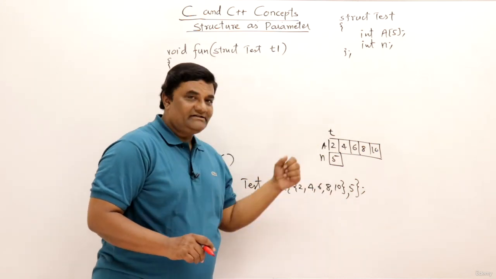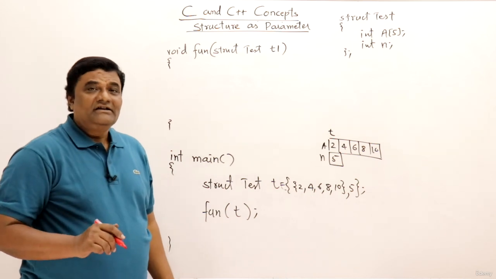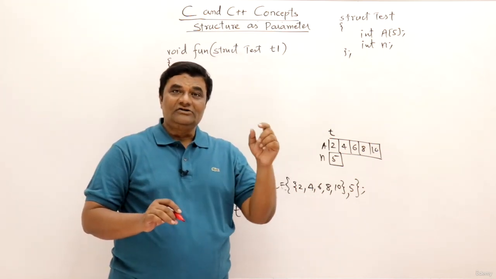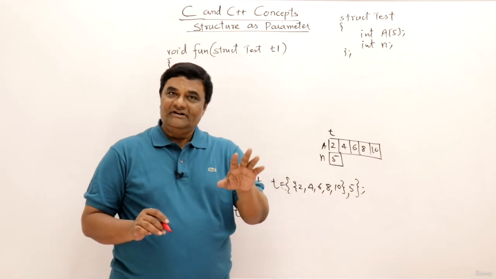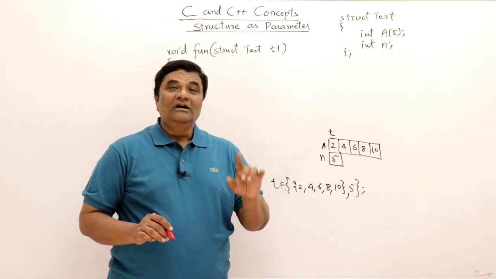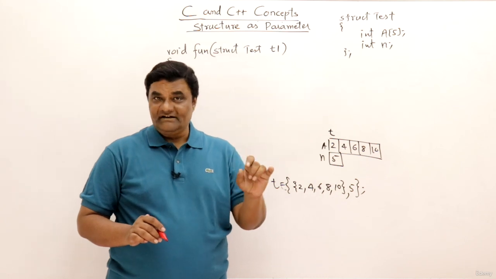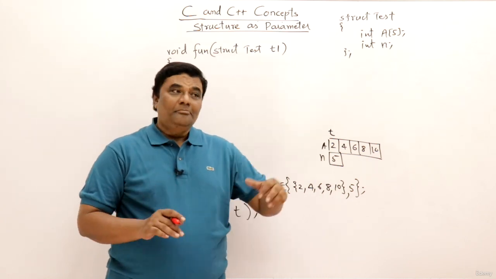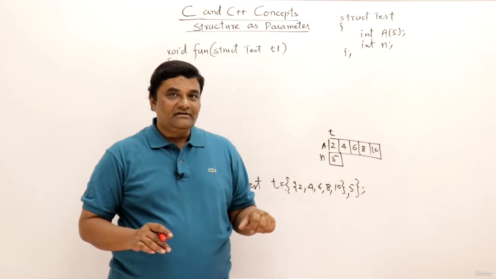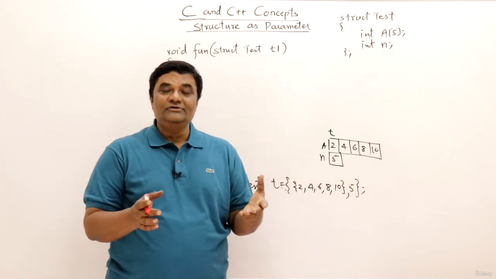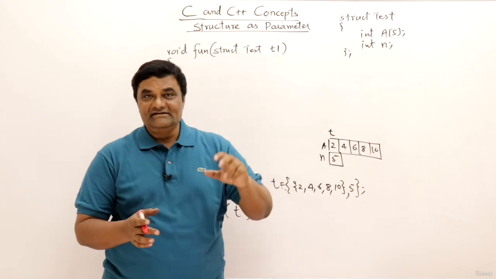All are initialized. Now, can we send a structure as a parameter in call by value? Yes, call by value can send. But can you send an array as call by value? No. An array can be sent only by call by address. Already we have discussed this in previous videos. But this structure is having an array. Can you pass this by value? Yes, a structure you can pass by value even if it is having an array inside.